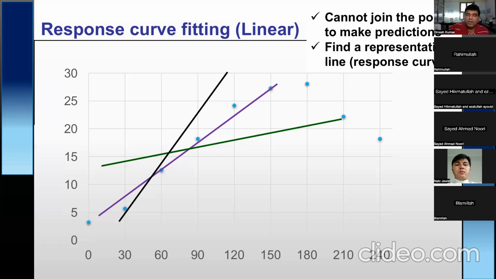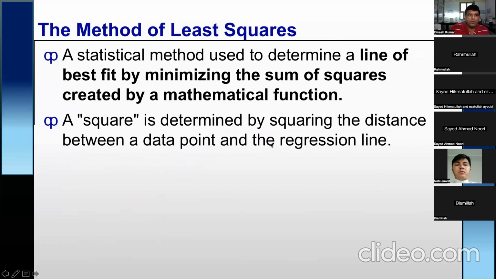So in the method of least squares, you can take the distances. Suppose this is the purple line. Some data may be above this line, some data may be below this line. You can see below this line, some data are above the purple line. So you can measure the distances, and square each value, and take the total sum of squares. The line which is giving us the least value of the total sum of squares of the differences is called the best fit line. Let us understand more.